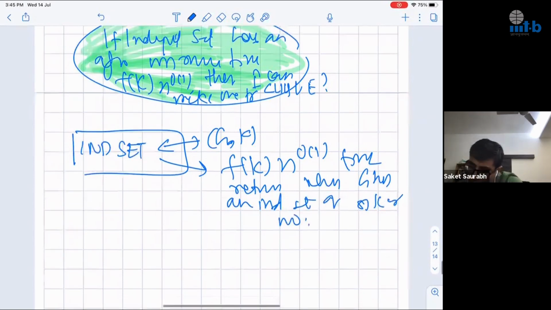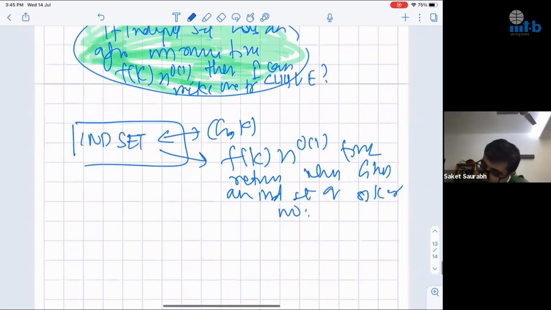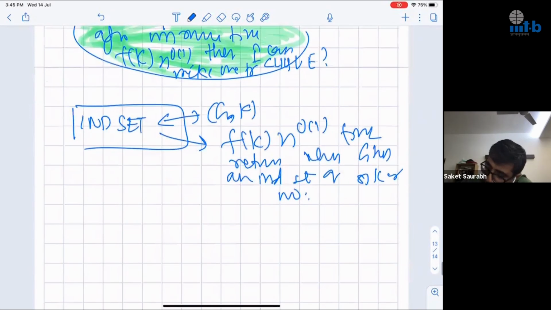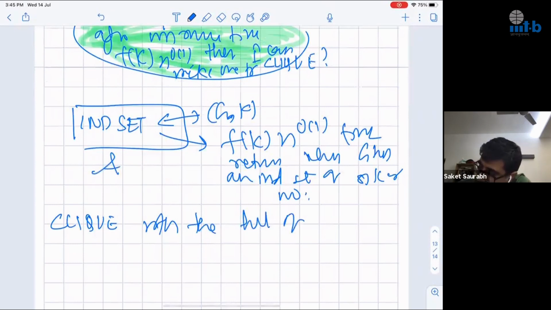Okay. Now I would like to solve clique with the help of algorithm A. Can you help me? Anybody?